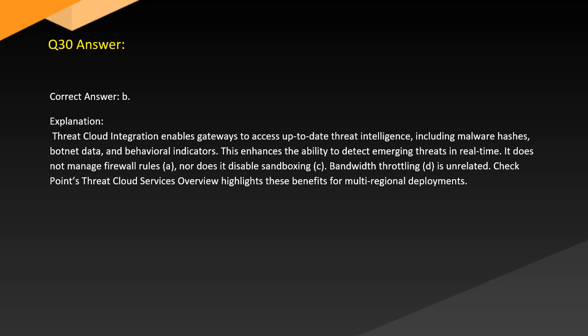Answer. Correct answer: B. Explanation. ThreatCloud integration enables gateways to access up-to-date threat intelligence, including malware hashes, botnet data, and behavioral indicators. This enhances the ability to detect emerging threats in real time. It does not manage firewall rules, option A, nor does it disable sandboxing, option C. Bandwidth throttling, option D, is unrelated. Check Point's ThreatCloud Services overview highlights these benefits for multi-region deployments.